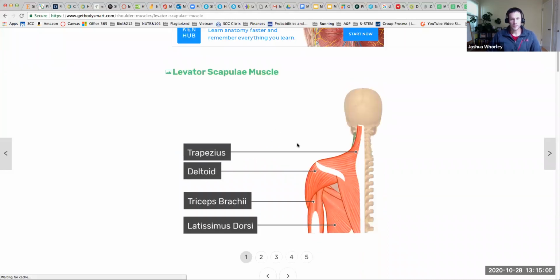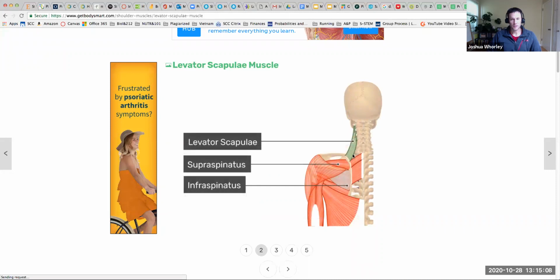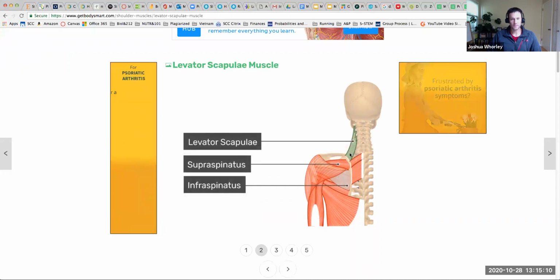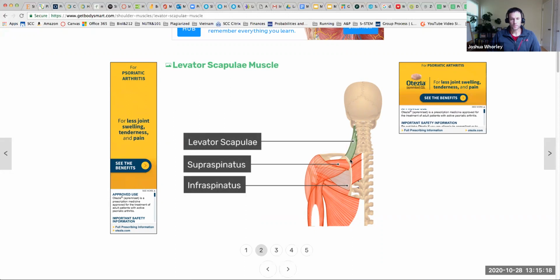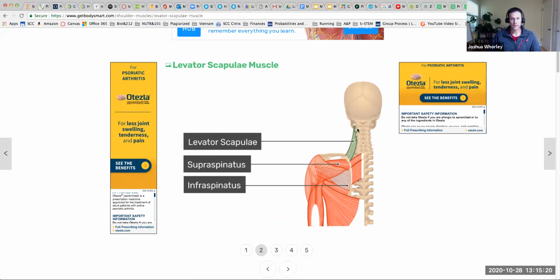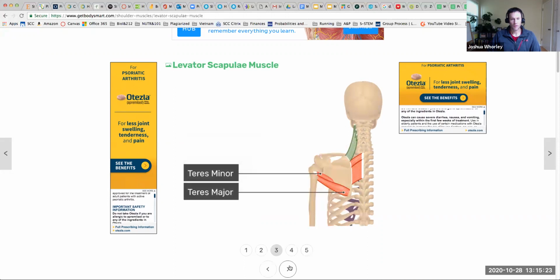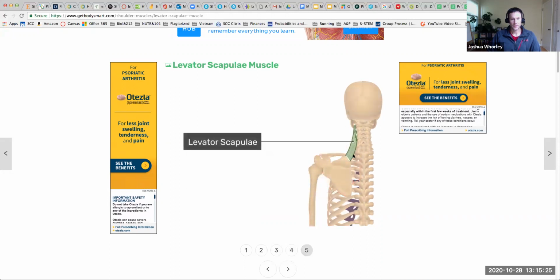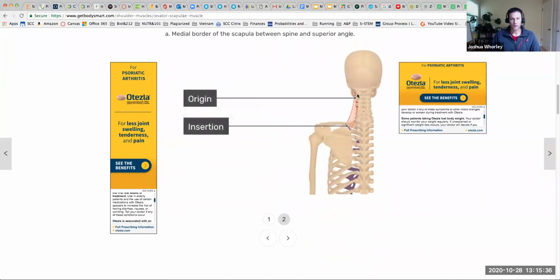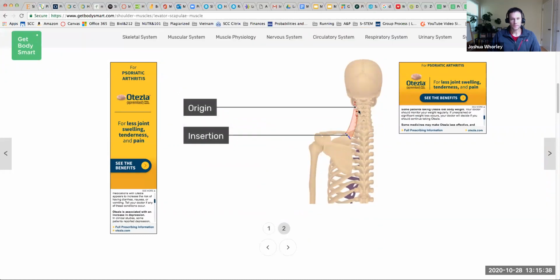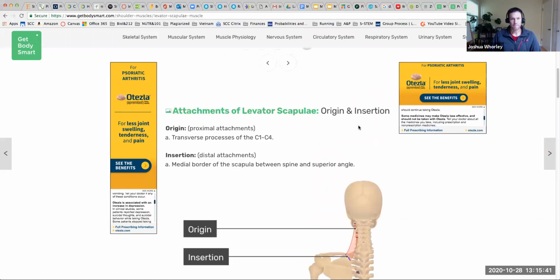Here's our levator scapulae. We got to peel off all these layers to see it, but especially the trapezius. Now we can see the levator scapulae with its insertion here on the medial margin and top of the scapula. So there's our levator scapulae. When this muscle contracts, it's going to be drawing the scapula up in some way. So our origin is here on these cervical vertebrae, right?